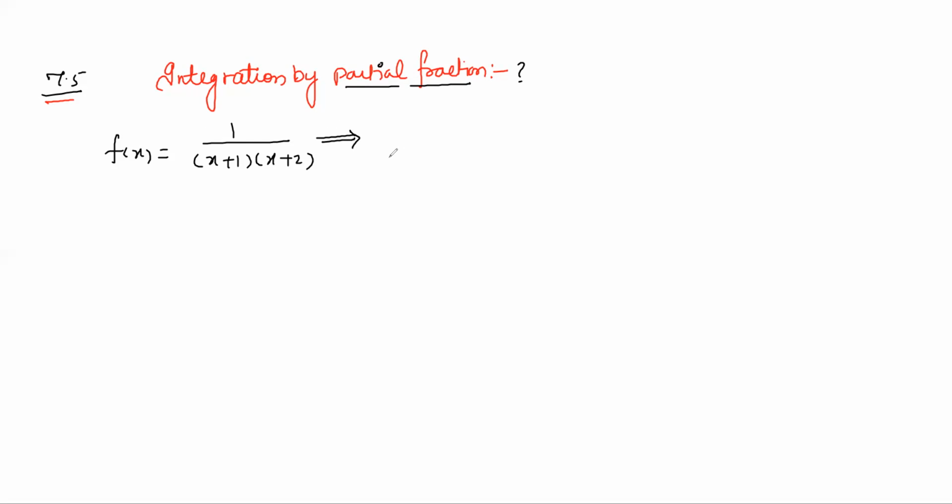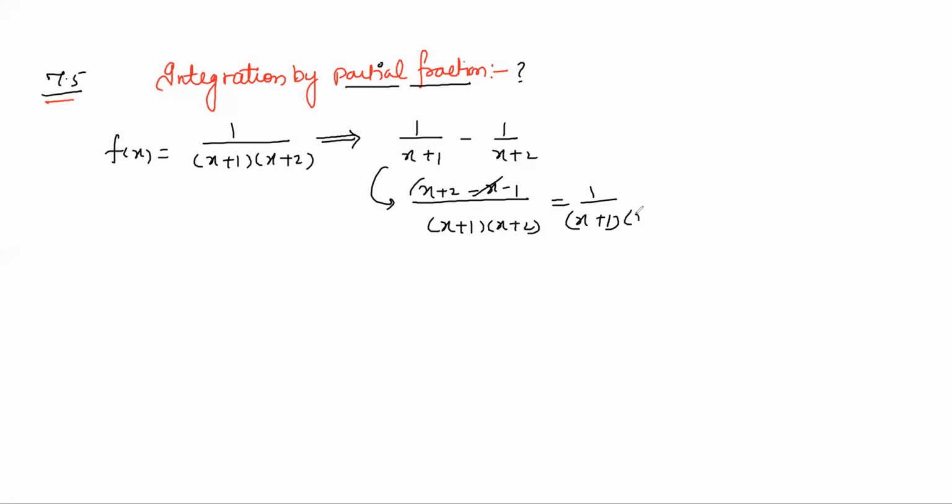So I can write it as 1 upon x plus 1 minus 1 upon x plus 2. Now solve it. This will give you (x plus 1)(x plus 2) in the denominator, and the numerator will be x plus 2 minus (x plus 1). You can see it is again giving you 1 upon (x plus 1)(x plus 2). It means we can write this function like this. So this process, where we have written 1 upon (x plus 1)(x plus 2) as 1 upon x plus 1 minus 1 upon x plus 2, is known as partial fraction.